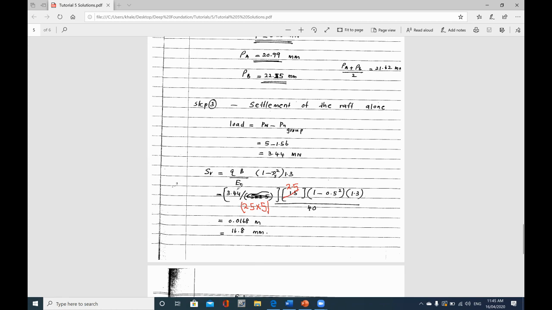So 3.44 meganewton, which is the amount of load carried by the raft by itself. Then we do have the Poisson ratio as 0.5. We do have the IS value as 1.3 as given from the table. We have the modulus of elasticity, or the Young modulus, as 40 megapascal, and that will give us 16.8. That's considering the wrong value, but I need you to recalculate these values, and the new values will be approximately close to this value anyway.